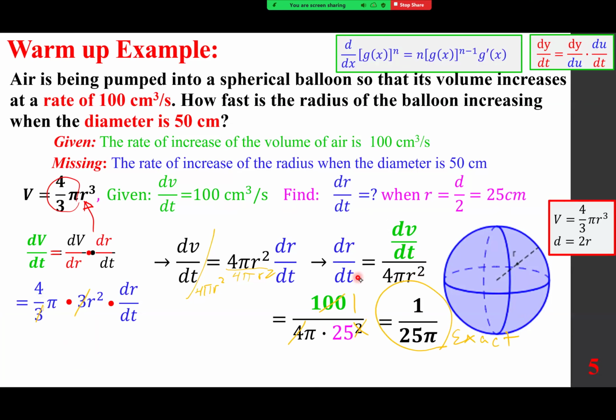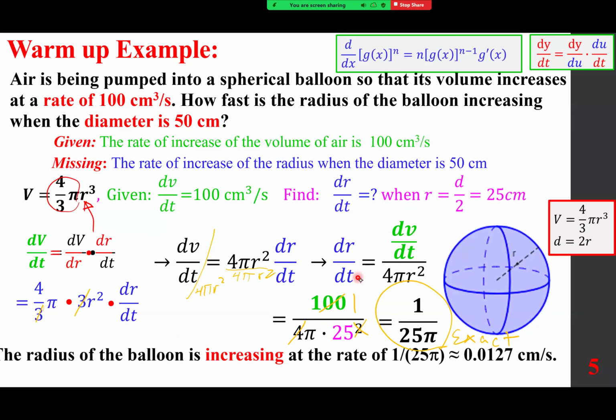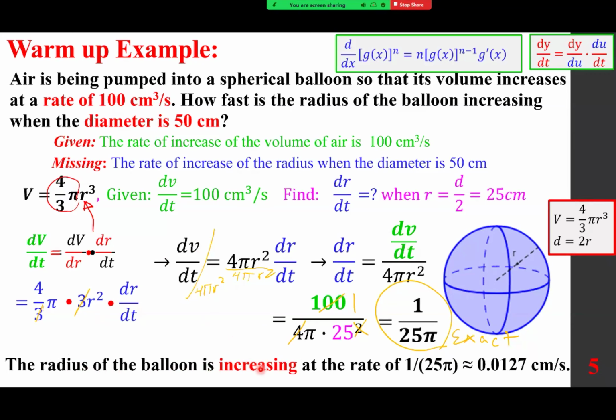Units of the radius over units of the time. So we say the radius of the balloon is increasing, because it's positive, at a rate of 1 over 25 pi precisely, or 0.0127 centimeters per second. Every word problem, you must answer it with proper units.